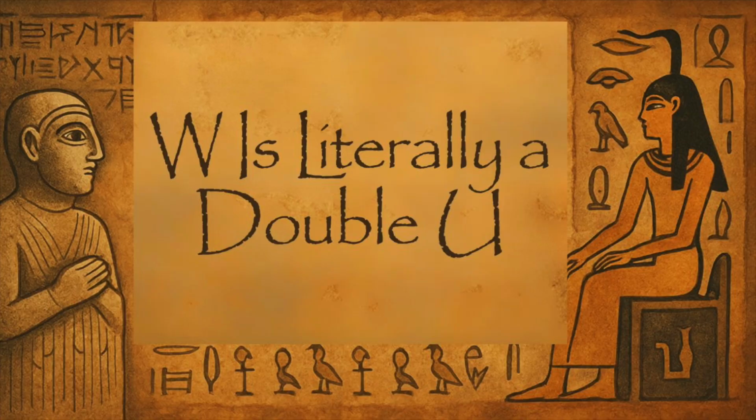W is literally a double U. W is one of the only letters in English with a name that doesn't match its actual shape. It looks like a double V, not a double U, but its name stuck, and here we are. And actually, in some languages, like French, they do call it a double V.